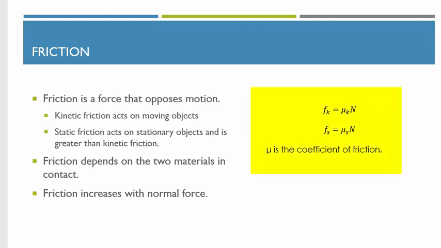And the coefficient of friction is just a unitless number that belongs to those two materials, and you'll see them listed. The two equations that you need for friction are almost identical, except you're just keeping track of, is it kinetic or static friction? So it's the force of friction is equal to the coefficient of friction times the normal force.